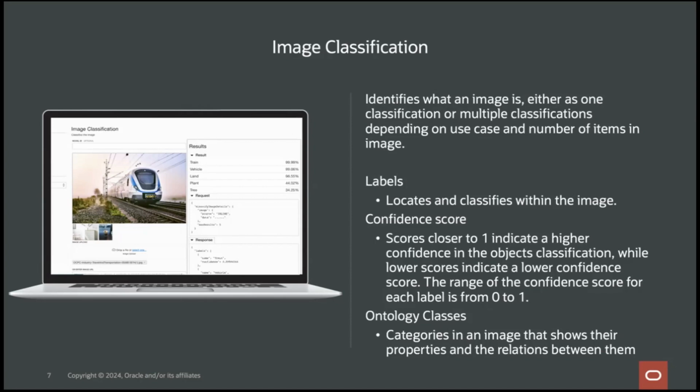And lastly, we also get ontology classes, which are categories in an image that show the properties and the relations between them. So let's say, for example, in this specific image that we have, there's a train going along and there are tracks as well. So there is a correlation between the train and the tracks. It will show some kind of relationships in terms of ontology classes for that specific image.